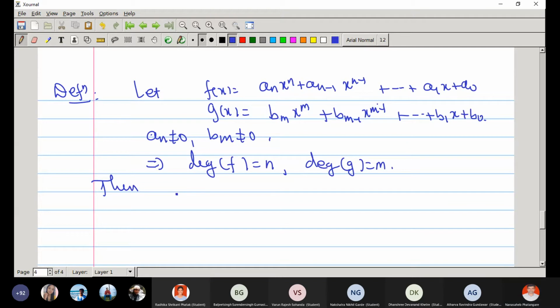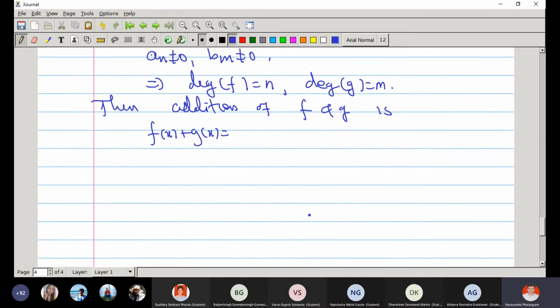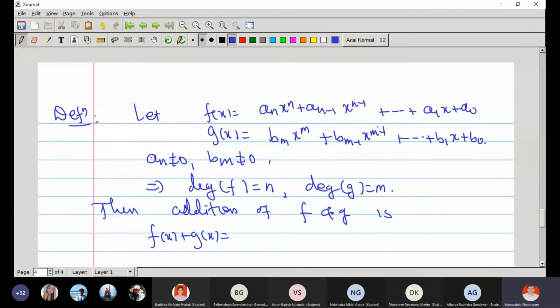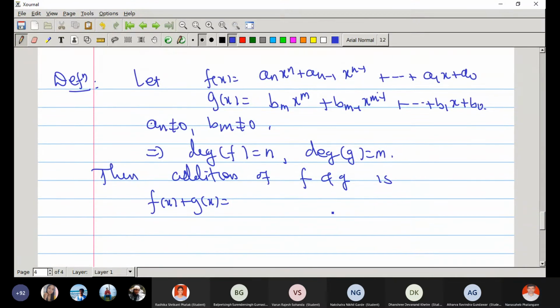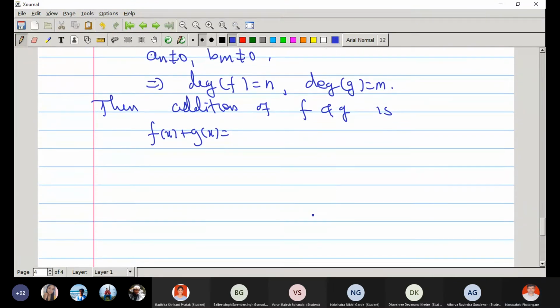Then the addition of f and g is f(x) plus g(x). Now I want to add these two polynomials. How am I going to add these polynomials? The same degree polynomials' coefficients will be added.